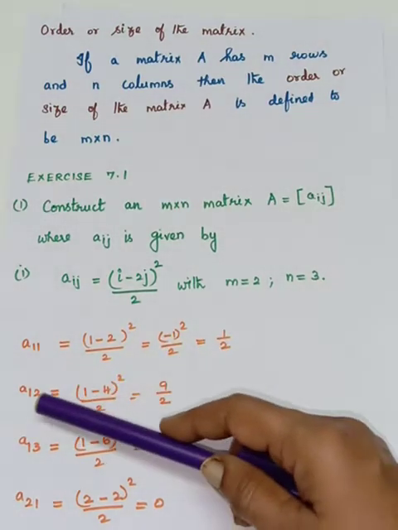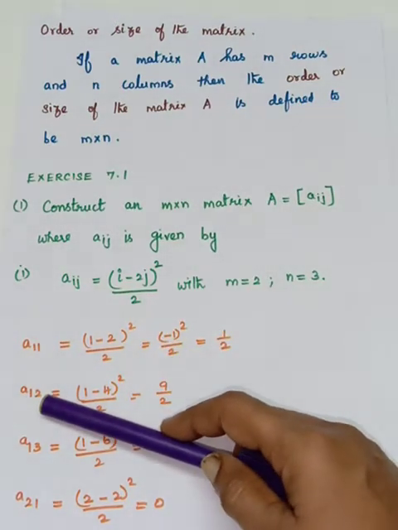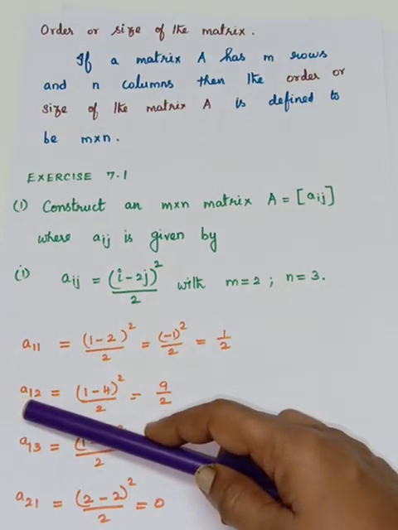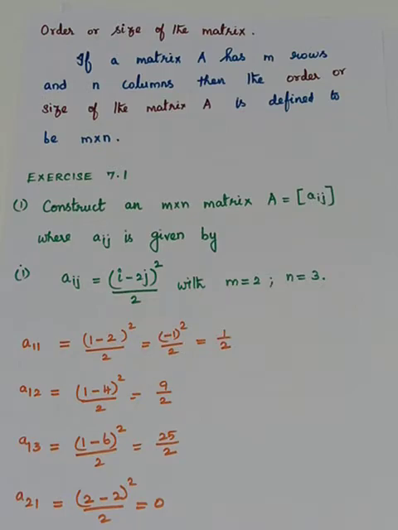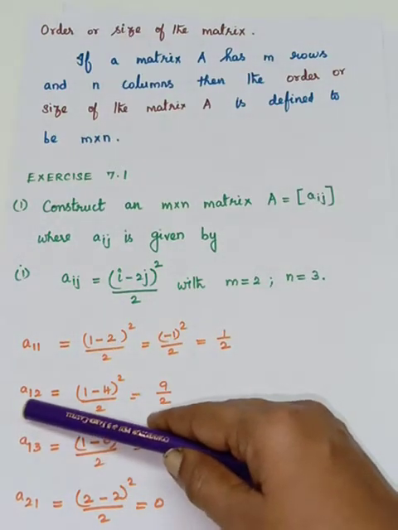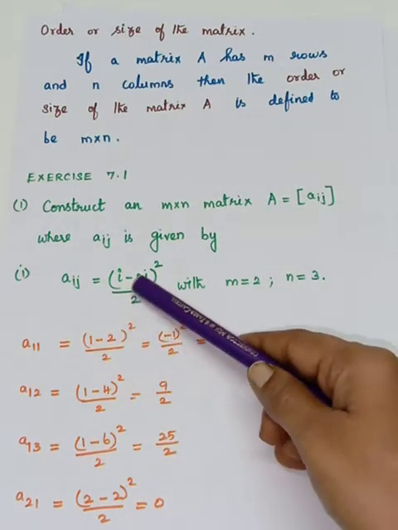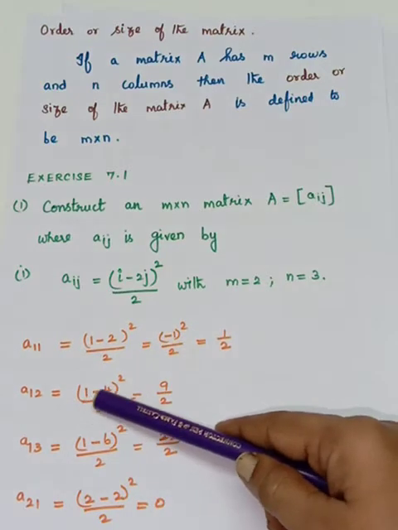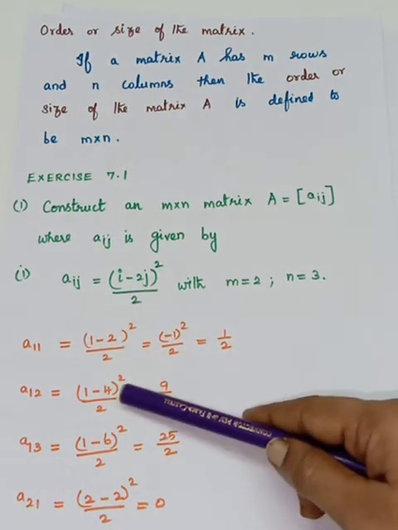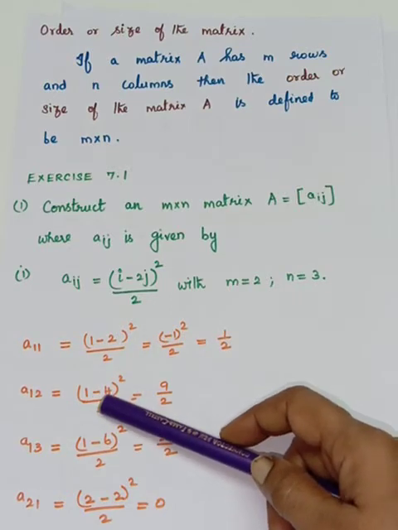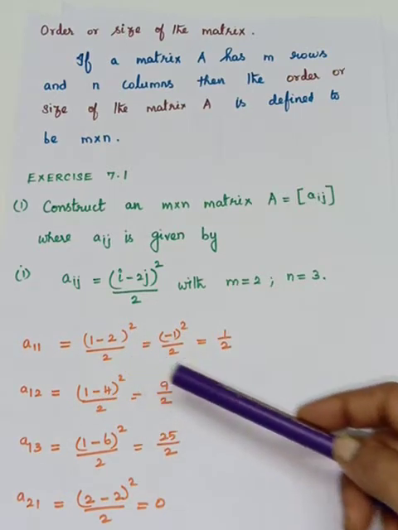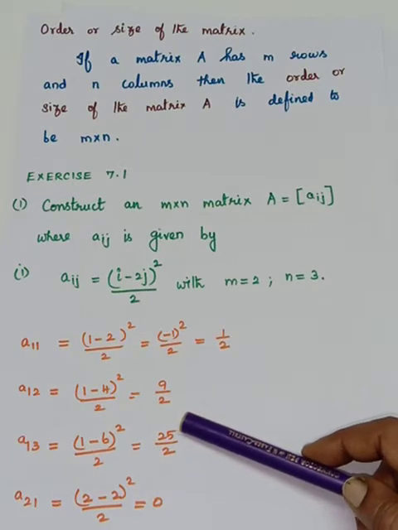Next we have to go to the first row, second column, denoted as A12. What is A12? The element present in the first row, second column. So here your i is 1 and your j is 2. When you substitute, it is 1 minus 2 twos are 4, so (1 minus 4) the whole square divided by 2. What is 1 minus 4? That is minus 3. Minus 3 the whole square is 9, so 9 by 2.